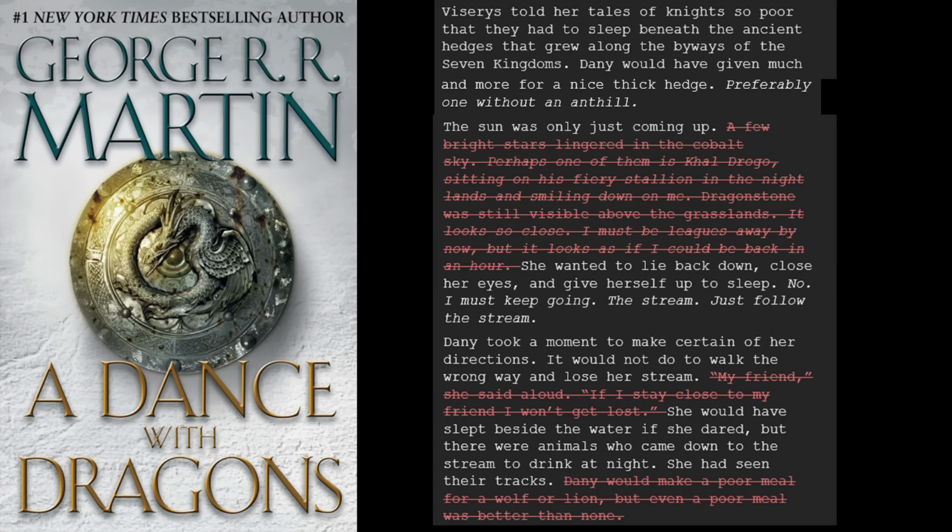Viserys told her tales of nights so poor they had to sleep beneath the ancient hedges that grew along the byways of the Seven Kingdoms. Dany would have given much and more for a nice thick hedge, preferably one without an anthill. The sun was only coming up. She wanted to lie back down, close her eyes, and give herself up to sleep. No, I must keep going. The stream, just follow the stream.